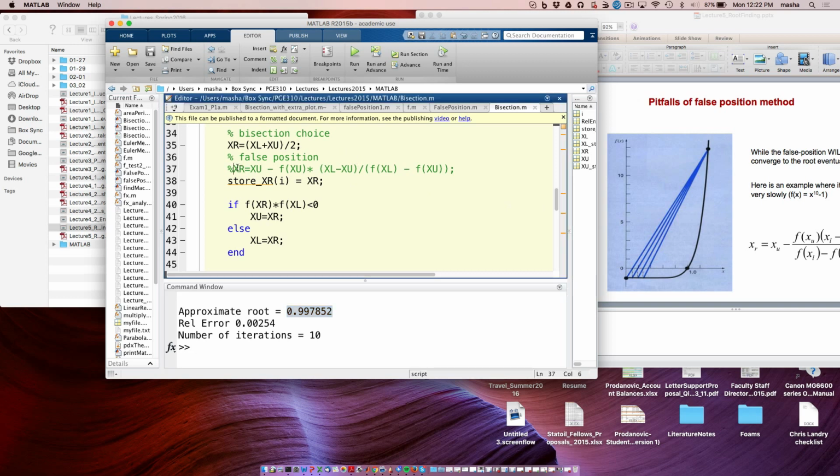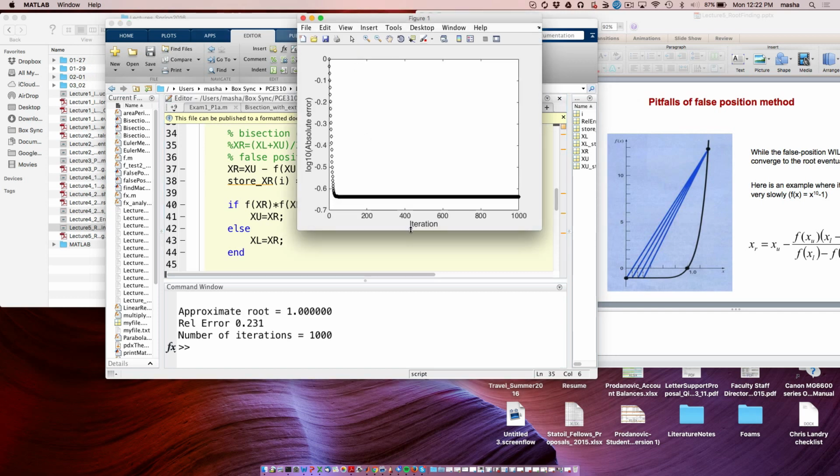Let's see what false position does. So this is 10 iterations and I was done. Here I actually went to 1,000 and my relative error still stayed large. So this is a very extreme case of false position not working. So I actually hit my number of iterations. That counter was a good thing to stop me from iterating endlessly, because I'm obviously not getting better.